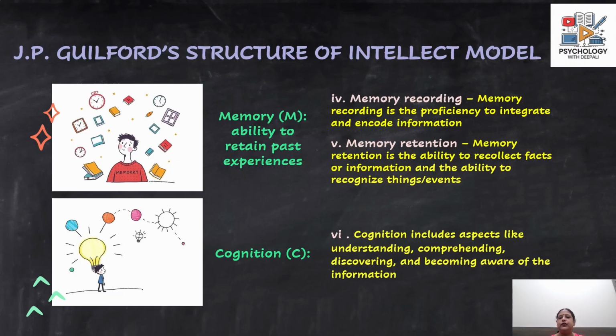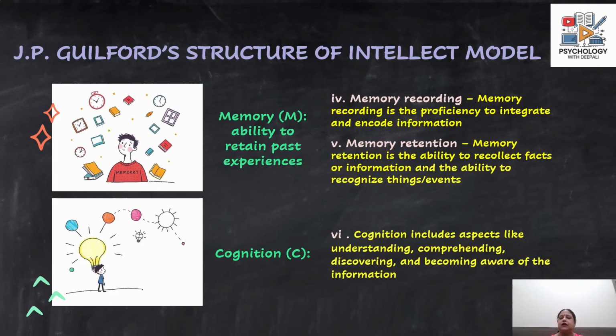So this is similar to your multiple choice questions, where you're given an option of A, B, C, and D. So you don't have to recall the entire information. You just have to recognize which of those options A, B, C, and D is the correct one, and therefore choose the correct option. Then coming to the sixth ability under operations, it is cognition. Basically, cognition includes everything like your understanding, your comprehension, your discovery of facts, and becoming aware of the information. So it is like an overall global ability.